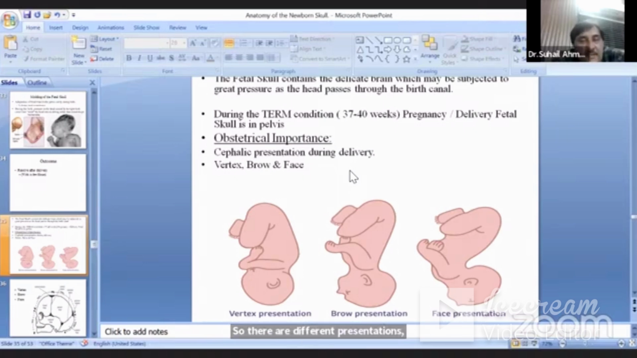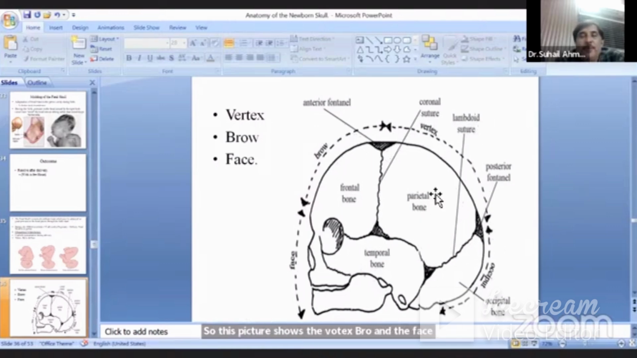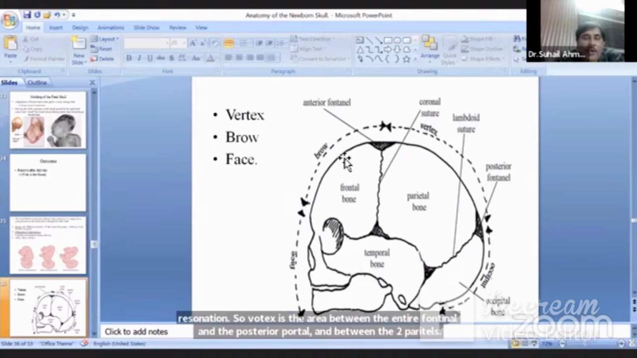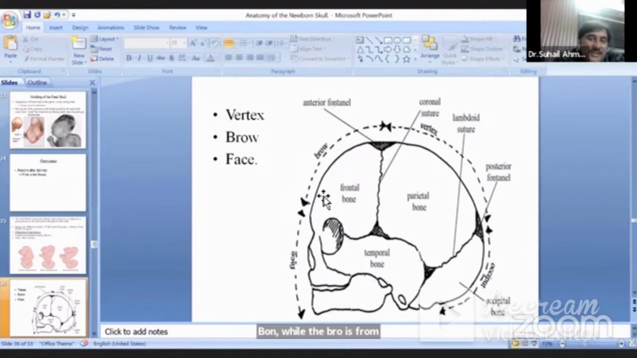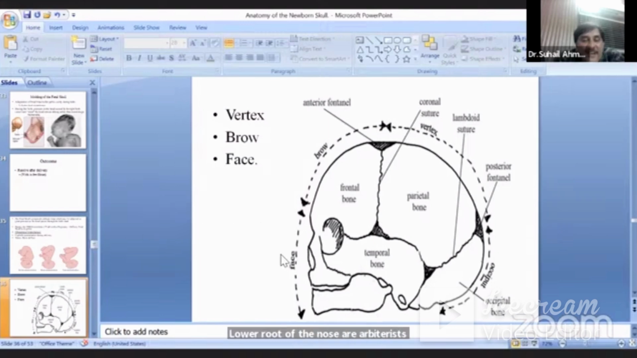The cephalic presentation during delivery has the vertex, brow, and face. As the picture shows, there are the vertex, brow, and face presentations. So vertex is the area between the anterior fontanelle and the posterior fontanelle and between the two parietal bones. While the brow is from the anterior fontanelle and coronal suture to the root of the nose or orbital ridges. And the face is the area from the root of the nose and the supraorbital ridges to the mentum, or the chin of the mandible.